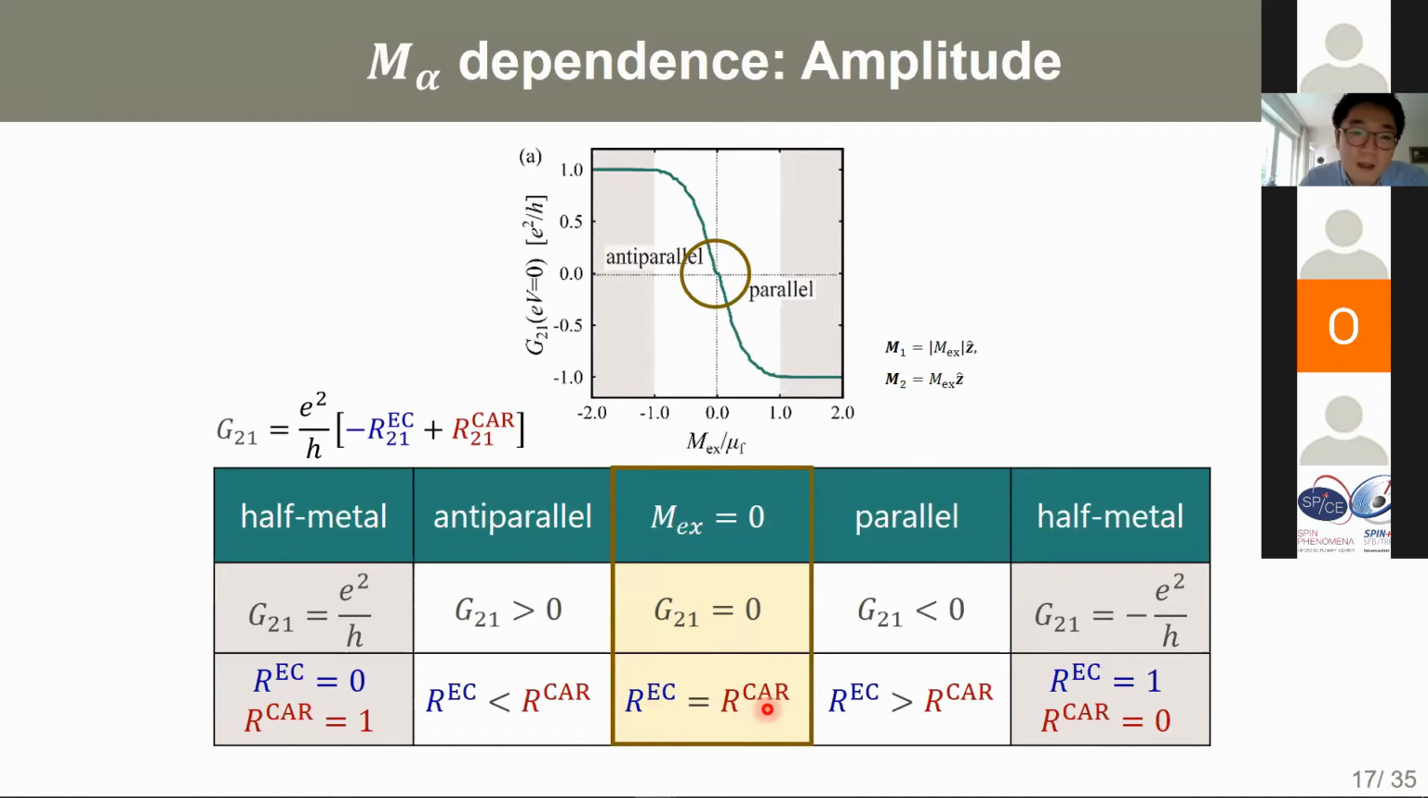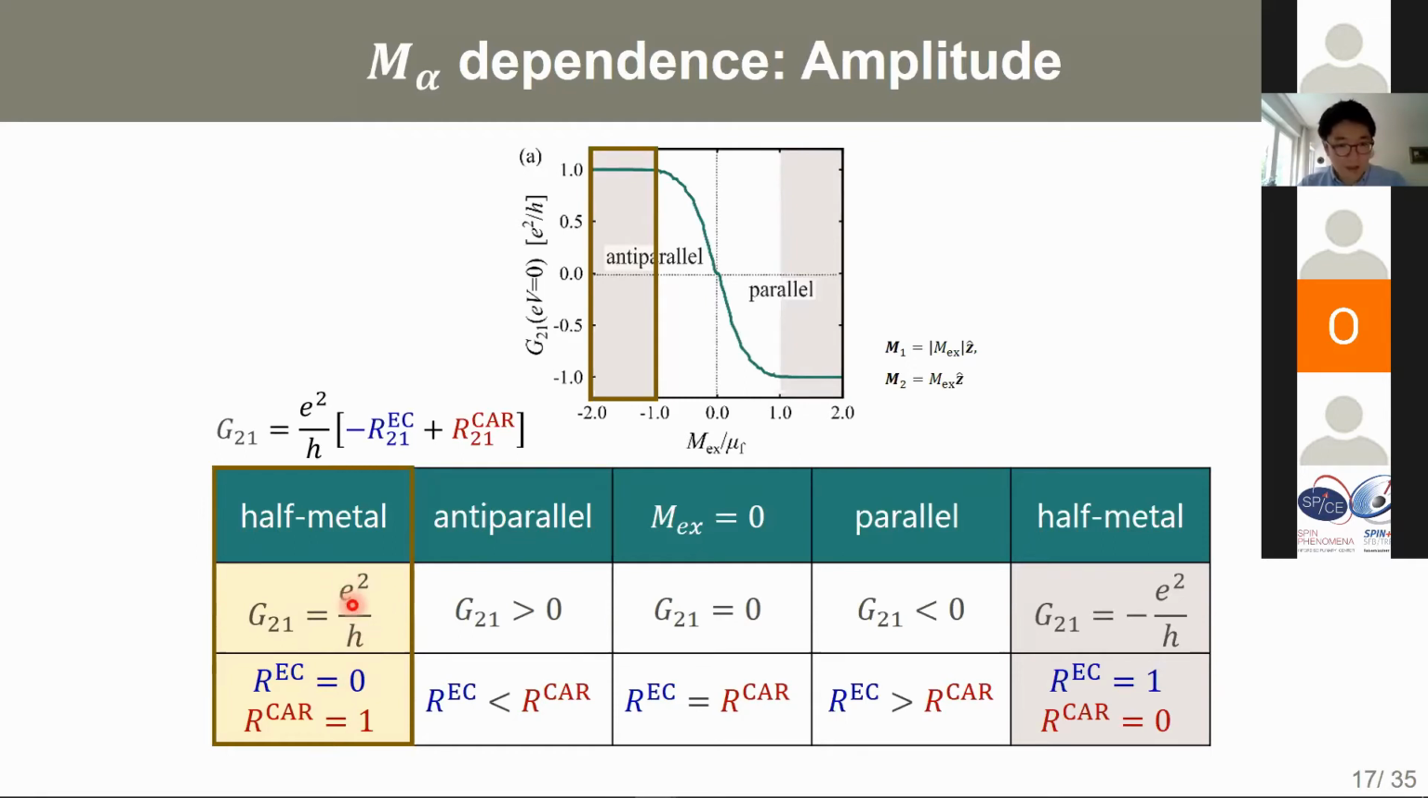Then if we consider the antiparallel magnetization, in that case, the non-local conductance goes to a positive finite value, which means the crossed Andreev reflection becomes dominant. And if we consider the half-metallic limit, I mean, one of the spin bands is completely pinched off from the Fermi level due to the extremely strong exchange potential, in that case, the non-local conductance is quantized to the conductance quantum.